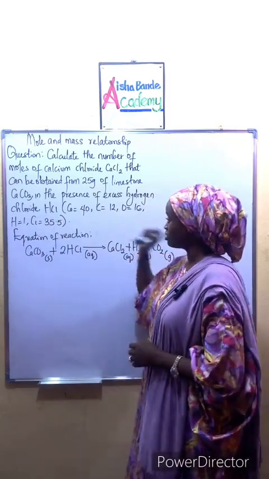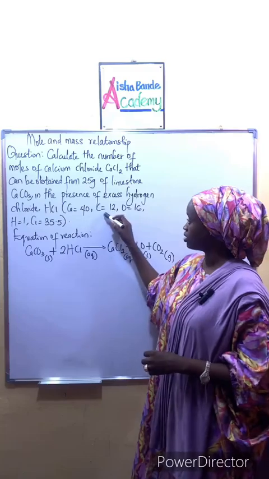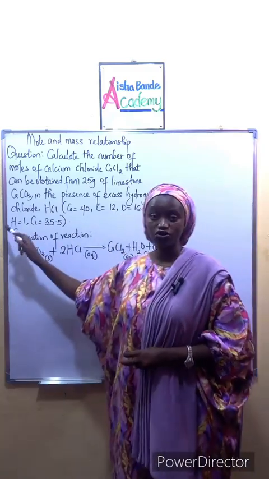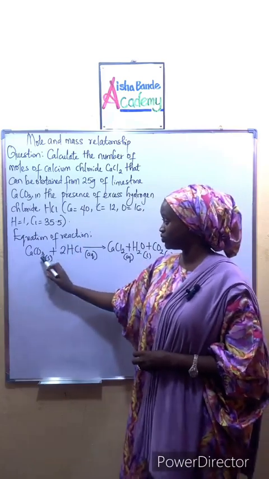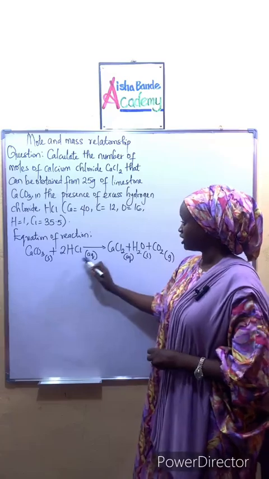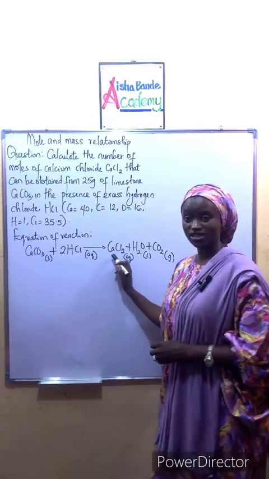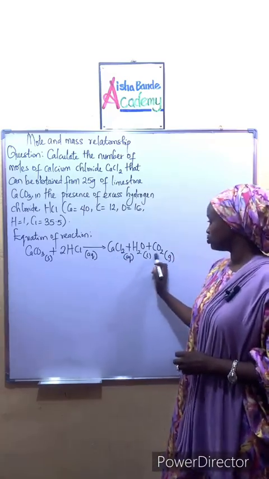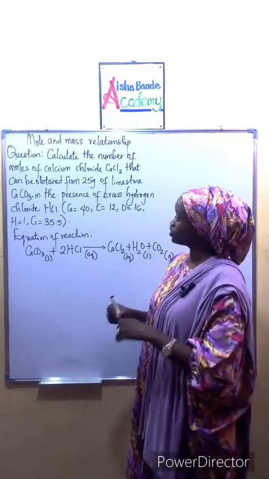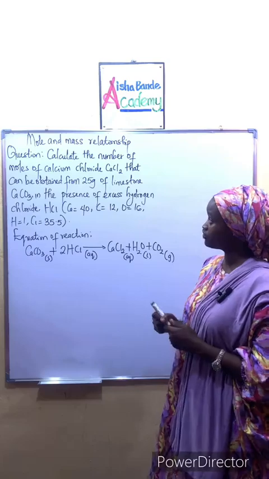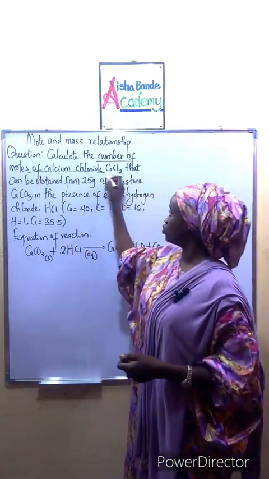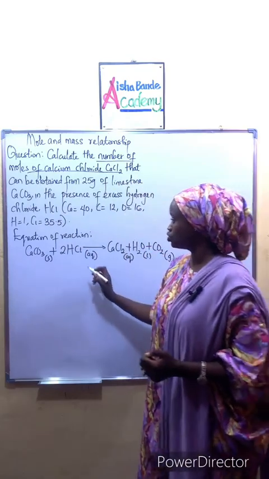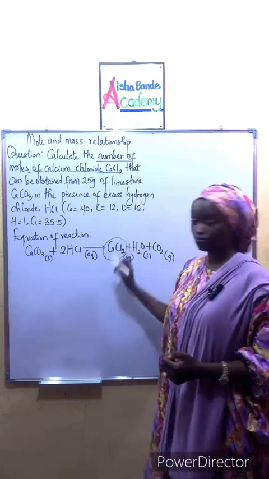So we are given the atomic mass of each element for calcium, carbon, oxygen, hydrogen, and chlorine. And also we're given the equation of the reaction, CaCO3 plus 2HCl as the reactant, and the product which has CaCl2 plus H2O plus CO2. So what we're required to do in this question is to calculate the number of moles of calcium chloride, that is CaCl2. So that is at the product side.